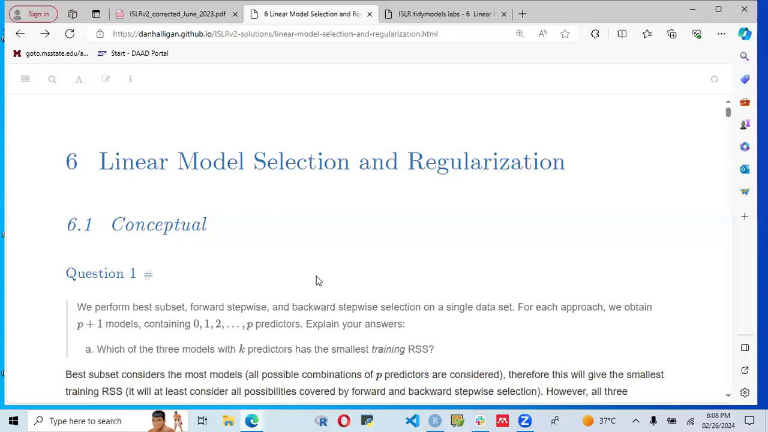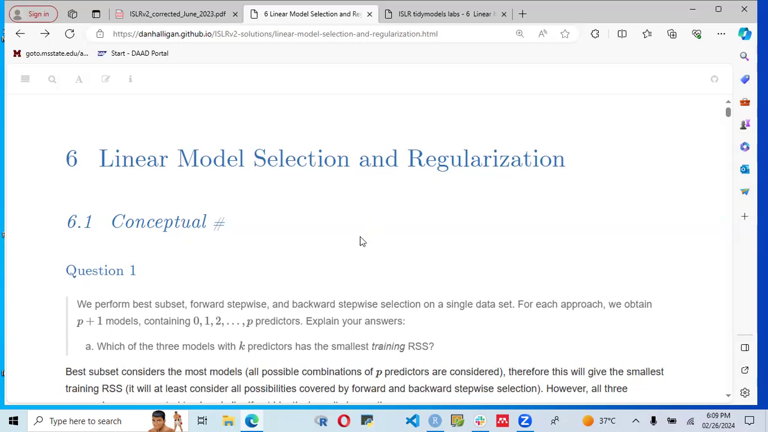Okay, so today we'll be looking at chapter 6, which is about linear model selection and regularization. Last week's session was a follow-up to our earlier discussion. Today we'll be looking at the exercises of chapter 6. There are a couple of questions, and I'll be using the exercise solution which Connor posted in the Slack.